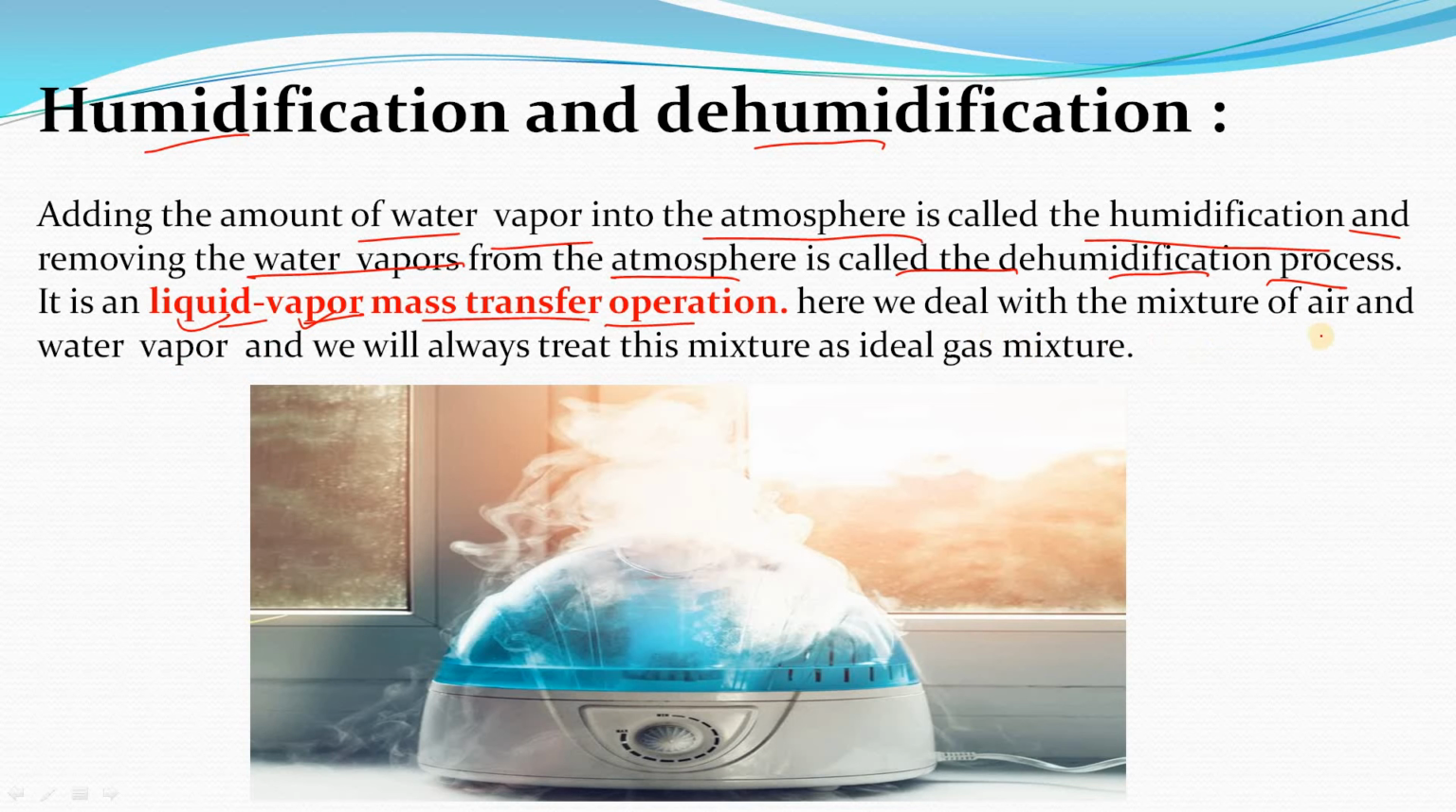Here we deal mainly with a mixture of air and water vapor. Whenever you study humidification, you will discuss the air and water vapor mixture, and we consider that mixture as an ideal gas mixture. Then you will study dry bulb temperature, wet bulb temperature, saturation temperature, relative humidity, and the psychrometric chart with respect to the air water mixture. That was humidification and dehumidification.